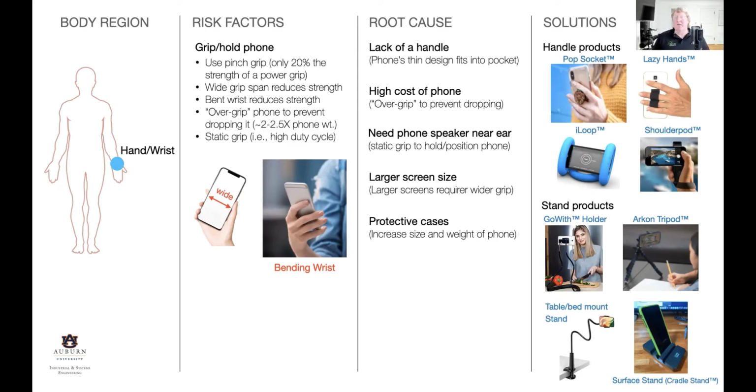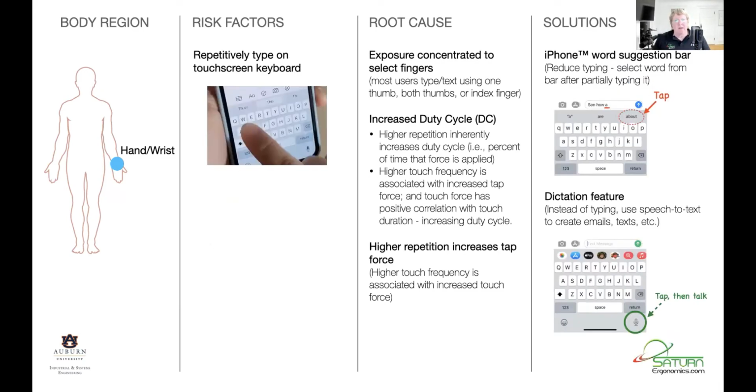If we look at the root causes: lack of a handle, the high cost of a phone, sometimes needing the speaker up to our ear, a large screen size that requires a wider grip, and also protective cases, particularly some of the large, bulky ones. But if we look at handle products, for example the PopSocket, Lazy Hands, the eye loop, these provide a handle for you to hold on to the phone. Then, of course, the stand products help. Continuing for the hand and the wrist, there is repetitive typing on the touchscreen keyboard. Exposure is typically concentrated on select fingers, particularly the thumbs, or often one thumb.